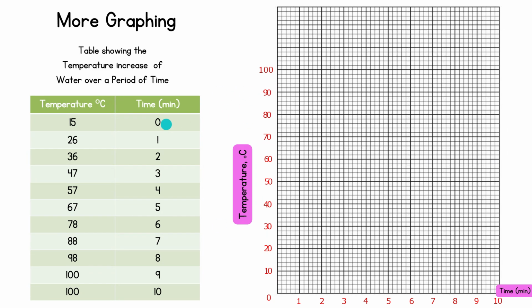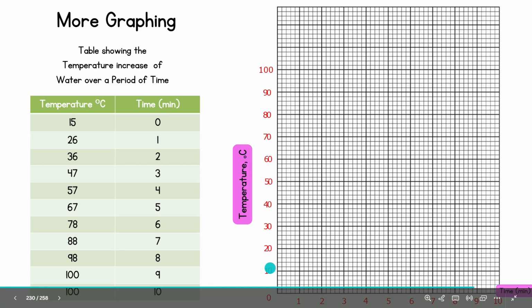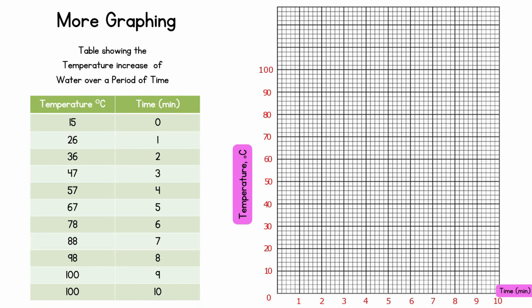We have point 0. When the time is 0, the temperature is 15. So 15 must be between here. So this is 12, 14, 16. So 15 must be between 14 and 16, equidistantly placed in the middle. So that will be our 15 mark.